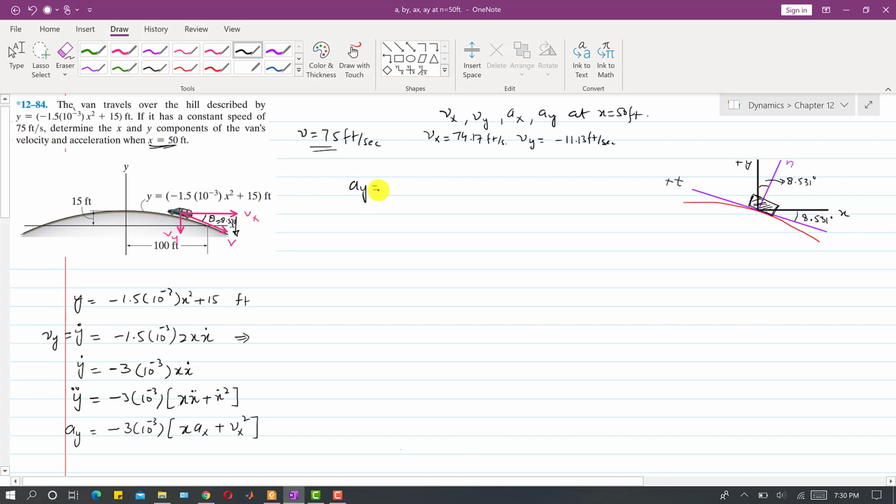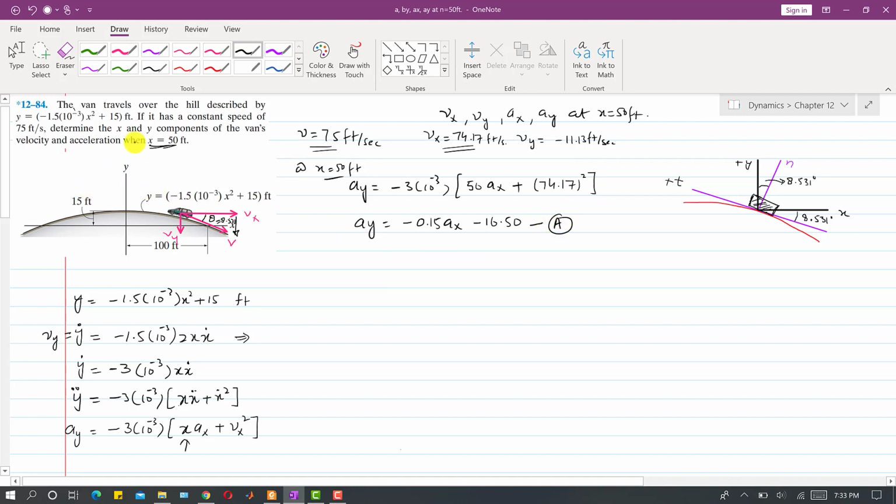So this is ay, and we want to find ay at x equal to 50, right? So at x equal to 50 feet, ay is equal to minus 3 into 10 raised to power minus 3, and this x value is 50, right? And ax is unknown, plus vx square, so this is the vx value, which is 74.17. So I will write 74.17 whole square. Now let's say that this is equation A, right?